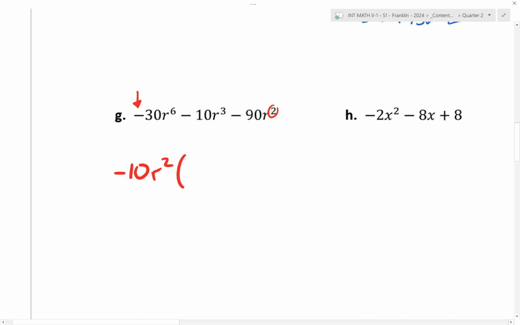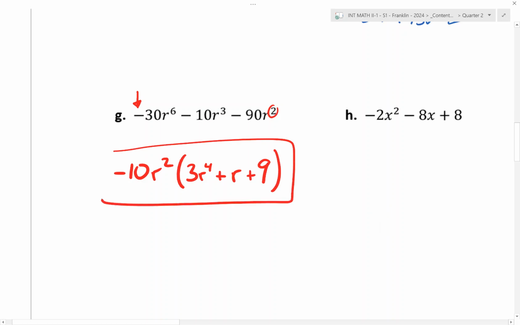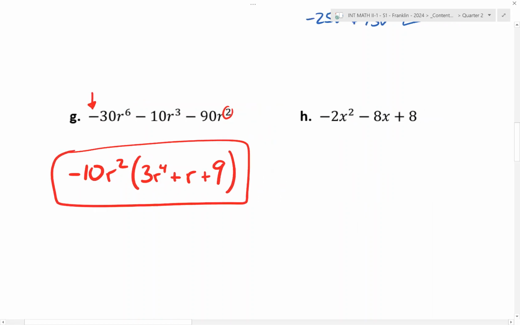Okay, now we divide. Negative 30 divided by negative 10 is positive 3. 6 minus 2 is r to the 4th. And again, we are dividing by a negative, so these will all turn positive. Plus, 10 divided by 10 is 1, and 3 minus 2 is 1, so we get r. Plus, 90 divided by 10 is 9, and the r's cancel out. So there's our factored polynomial there.